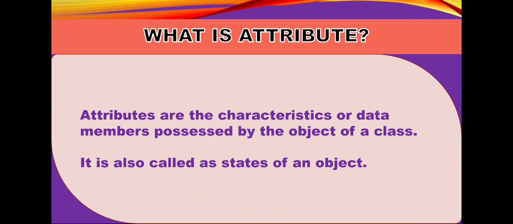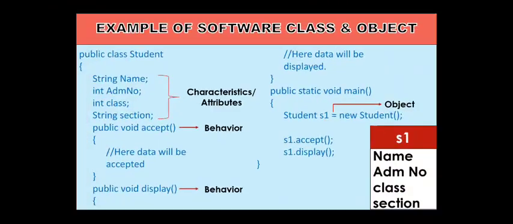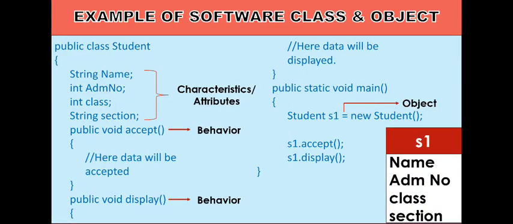Next, what is an attribute? Attributes are the characteristics or data members possessed by the objects of a class. It is also called the state of an object. Look at the example here. One class is declared, Student. In the Student class, 4 characteristics are defined: name, admission number, class and section. 2 behaviors are declared. One is accept behavior, another is display behavior.